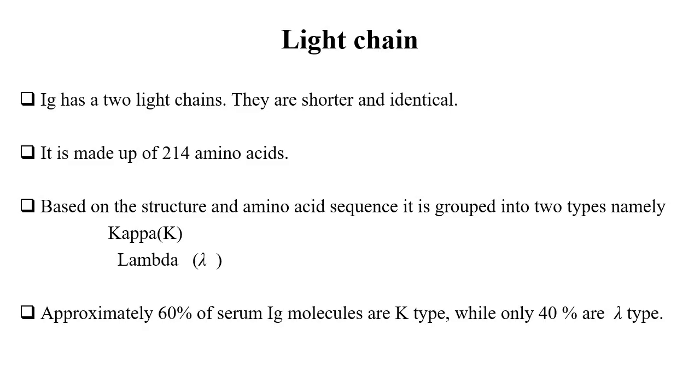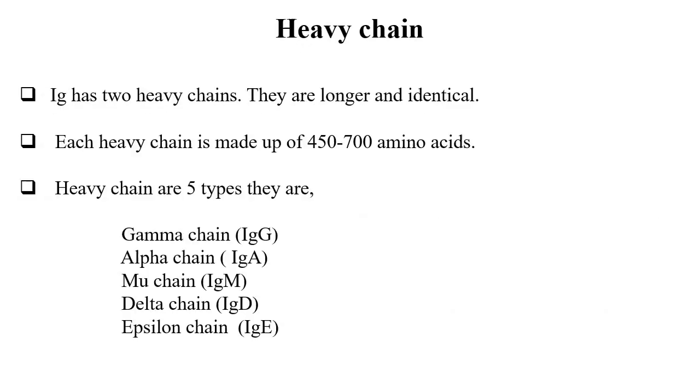An antibody has two light chains. They are shorter and identical. Each is made up of 214 amino acids. Based on the amino acid sequence, they are grouped into two types, namely kappa and lambda. Approximately 60% of serum immunoglobulin molecules are kappa type, while only 40% are lambda type.